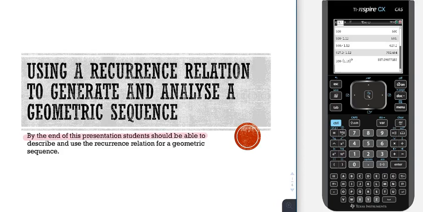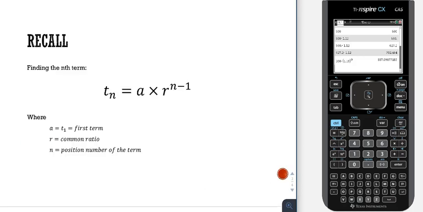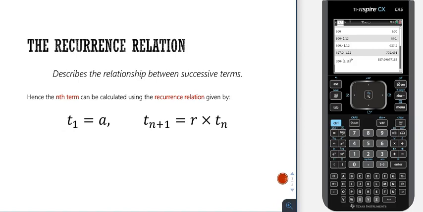In this presentation, we're looking to use a recurrence relation to generate and analyze a geometric sequence. Recall from the previous presentation that the nth term can be found using the formula Tn equals your first term, a, times your ratio, r to the power of n minus 1. That's a formula we've already done.